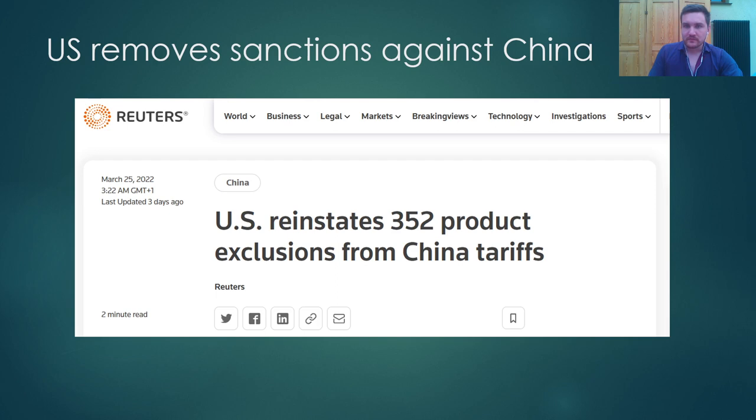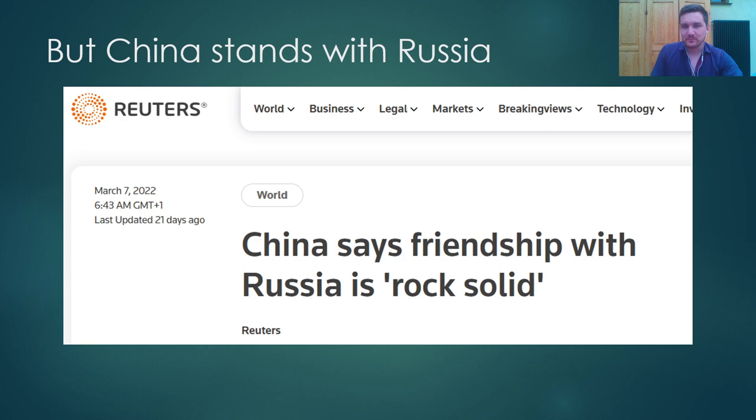But China says our friendship with Russia is rock solid, because over the last, well, I would say 10 years or so, the anti-Chinese propaganda by the West has increased massively. And China and Russia and Iran were driven together, right? Russia, China, Iran are all members of the Shanghai Cooperation Organization, and they even make military maneuvers together.